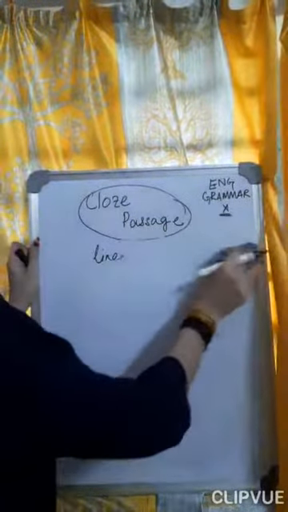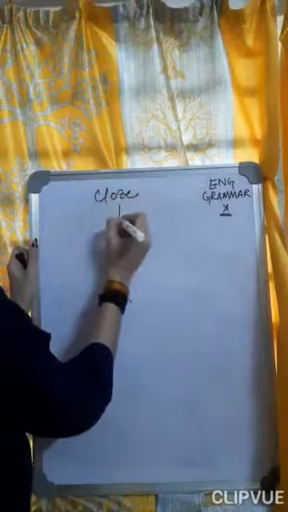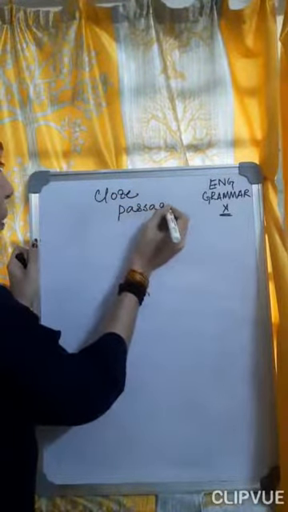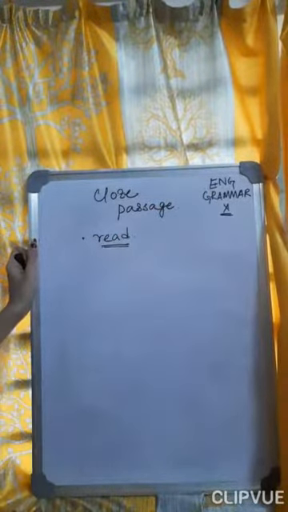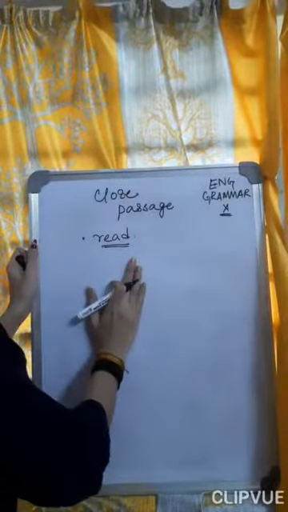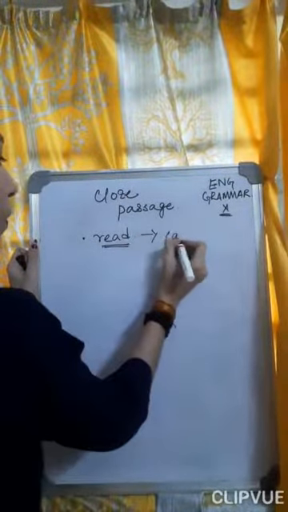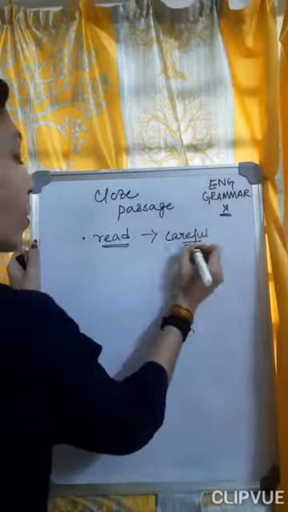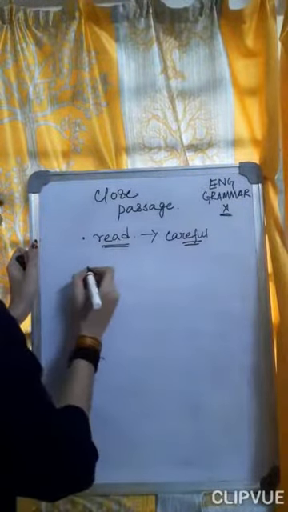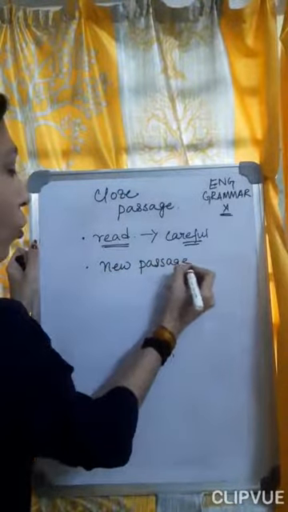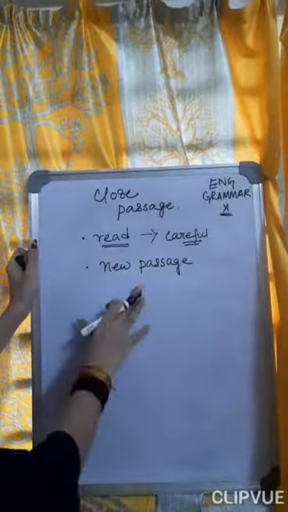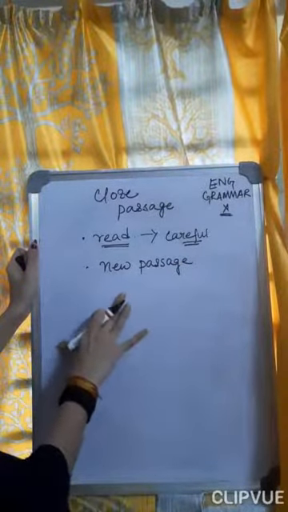So whenever we see a passage, what do we do? We will read it. Read the passage in what manner? Read the passage carefully. Why should you be careful in reading the passage? Because that passage is new to you. It will not be an old passage with which you are familiar, but it is going to be a new passage.